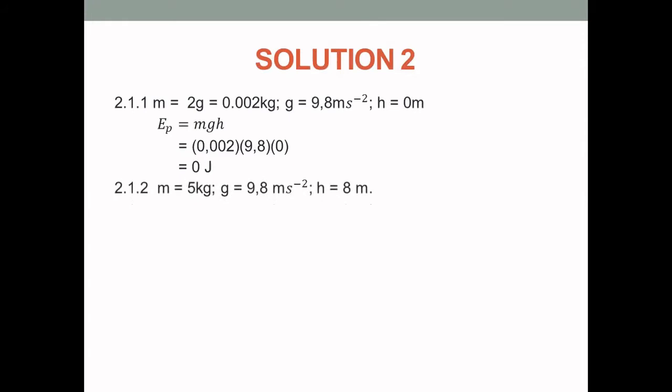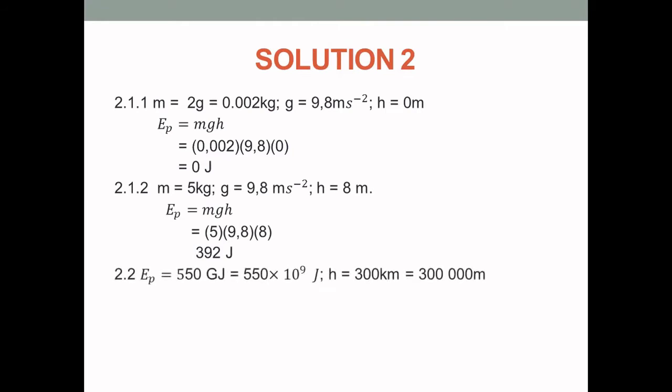So number 2.1.2, we're given the mass 5 kg, which is 8 meters above the ground. The mass is 5 kg, g is 9.8 and the height is 8 meters. We use the formula and we make substitutions. The mass we replace by 5, g we replace by 9.8, and the height we replace by 8. Then we make calculations to get 392 joules.